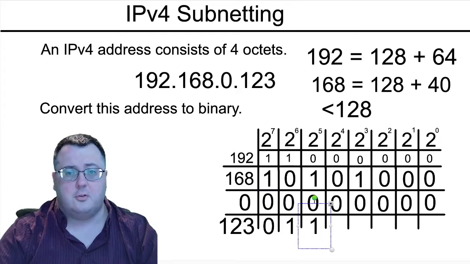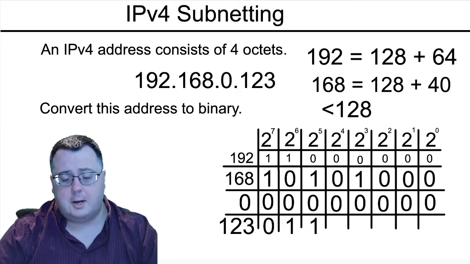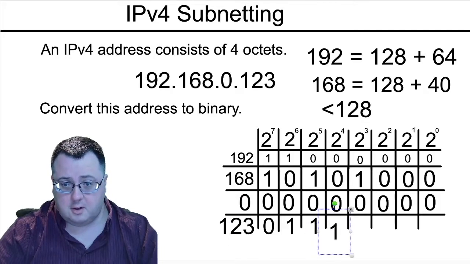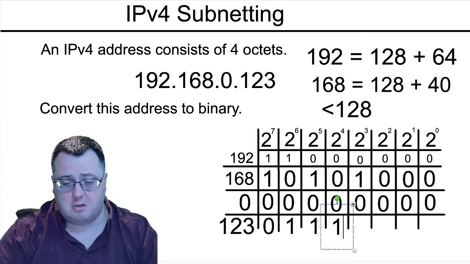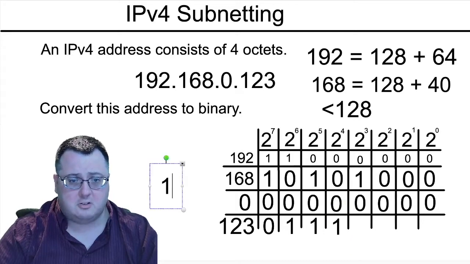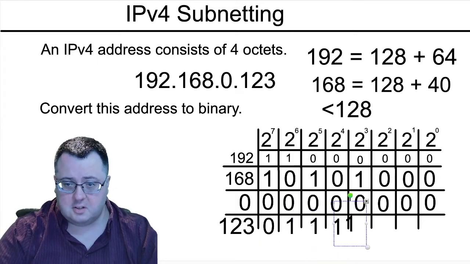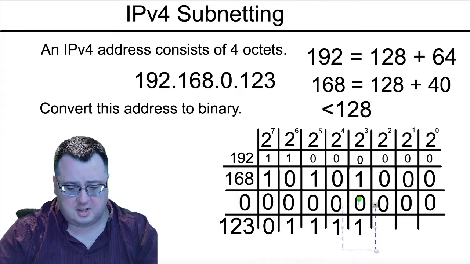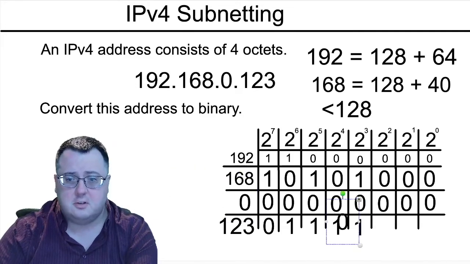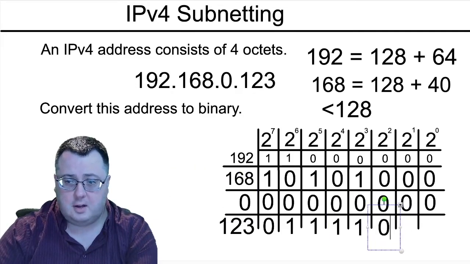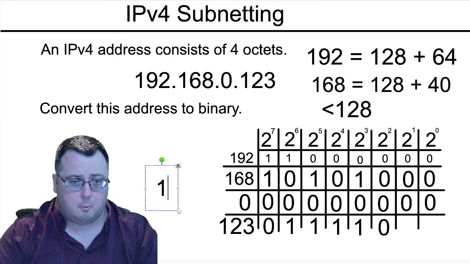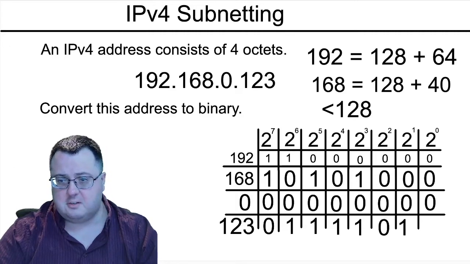96 plus 2 to the 4, which is 16, will make 112, so that's allowed. If I add another 8, that will make 120. So I need to get 3 more. 2 to the 2 is 4, so that is not allowed because 4 is greater than 3. And 3 is made up from 2 plus 1, so I'm going to get 1 and 1 in the remaining cells.